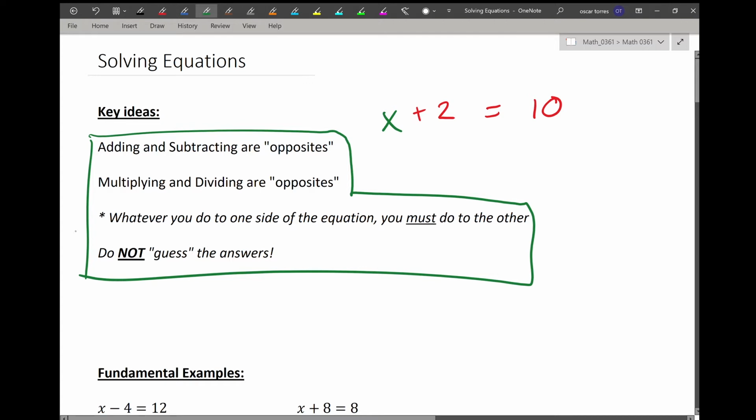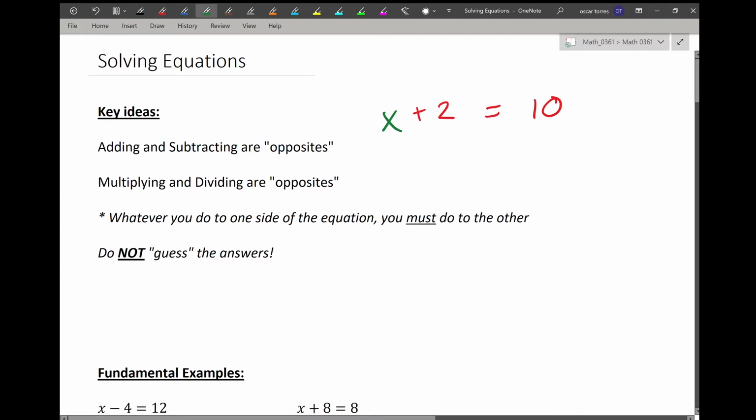So those are two key things worth noting. And the last thing right here, or second to last thing, is whatever you do to one side of the equation, you must do to the other. And we also don't want to guess answers like I already went over. So let me address this third option before I get into the other explanations.